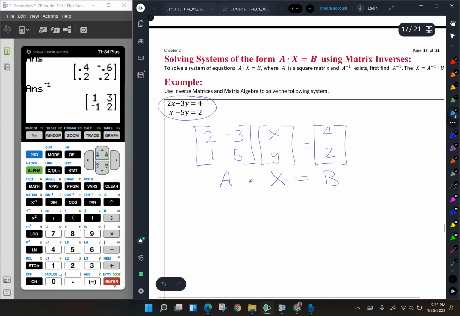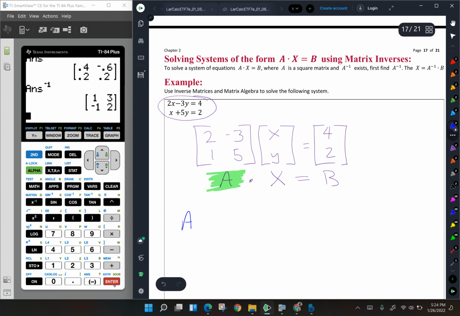Now, if I want just X, if I want to make the A go away, because I don't want A times X, I just want X, how do I make the A go away? Well, if this was algebra, you'd say divide. But there is no such thing as division when it comes to matrices. So what we're going to have to do is use a different technique to make it go away. And that technique is we're going to multiply by the inverse.